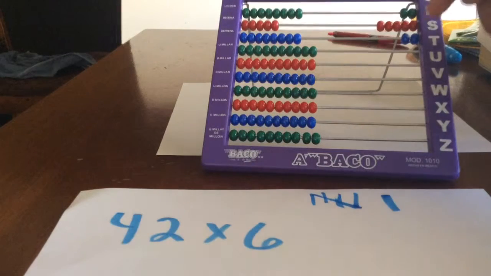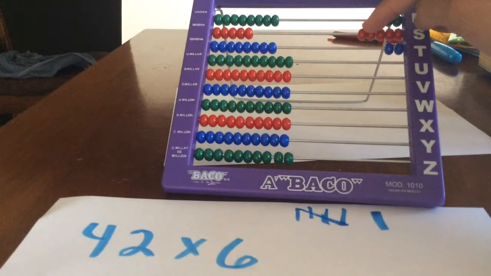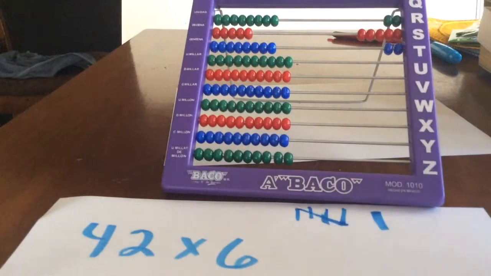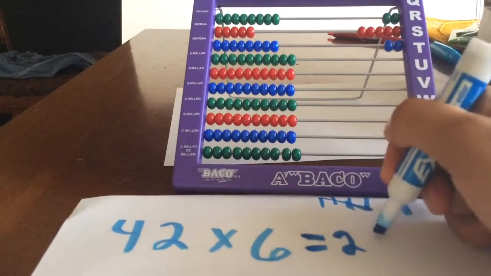So we have 200s, 1, 2, 3, 4, 5 tens, and 2 ones. So 252 is my final answer, ladies and gentlemen. So 42 times 6 equals 252.